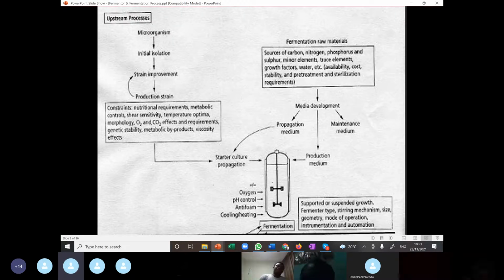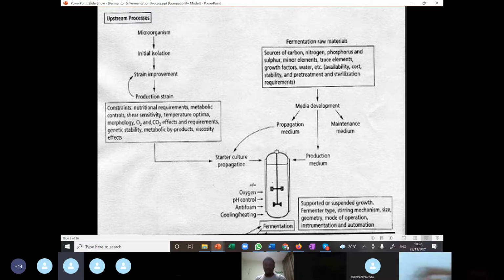Let's look at the typical stages again with more emphasis on what is required at what stage. So let's begin with upstream processing. In upstream processing, there are two things we want to look at here. The first one is our inoculum. The second one is the raw material, that is the substrate.